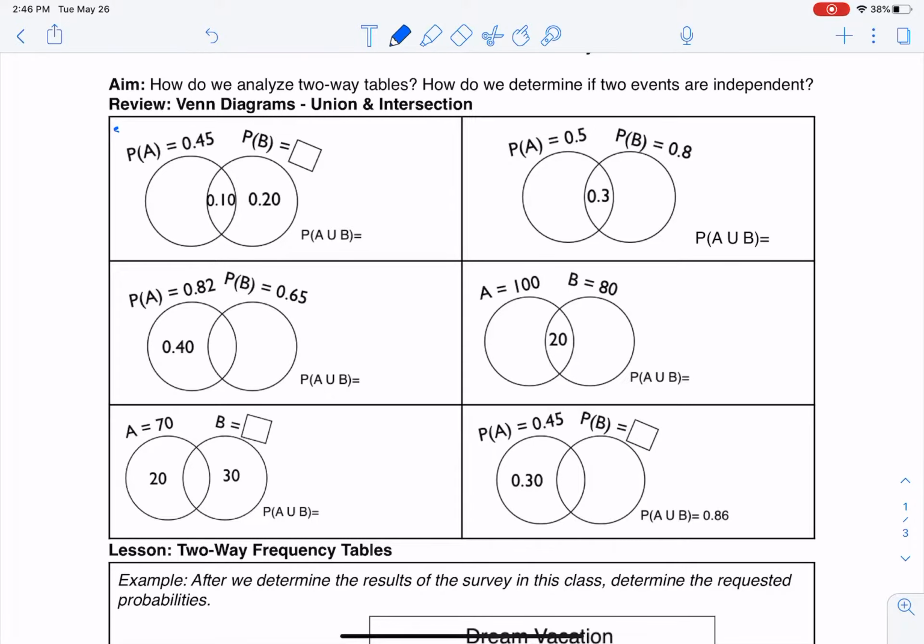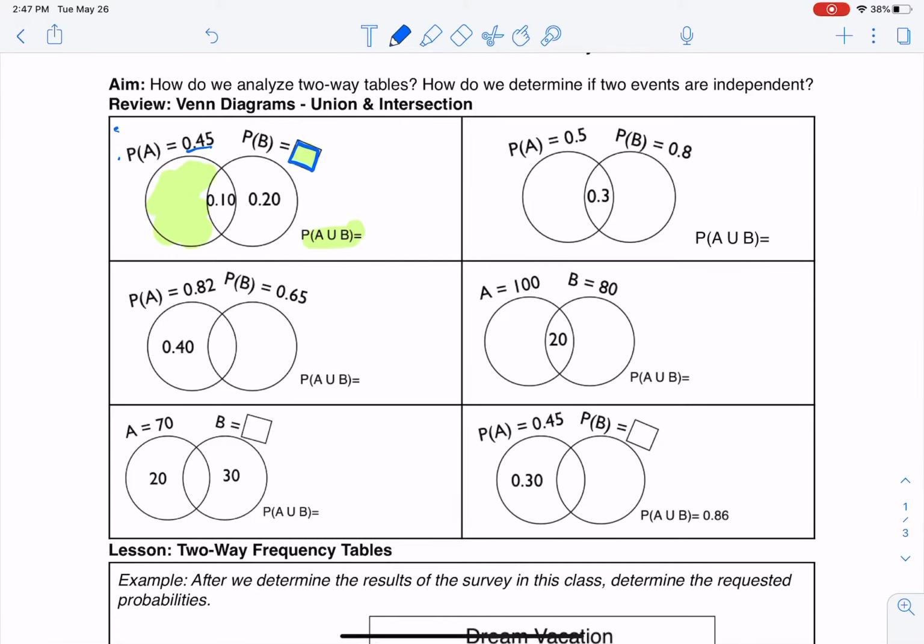So here we're told that the probability of A is 0.45. And we're not sure what the probability of B is. Using the Venn diagram though, we're going to figure out what is the probability of this portion of the Venn diagram. How do we determine the probability of B? And then what is the probability of the union?